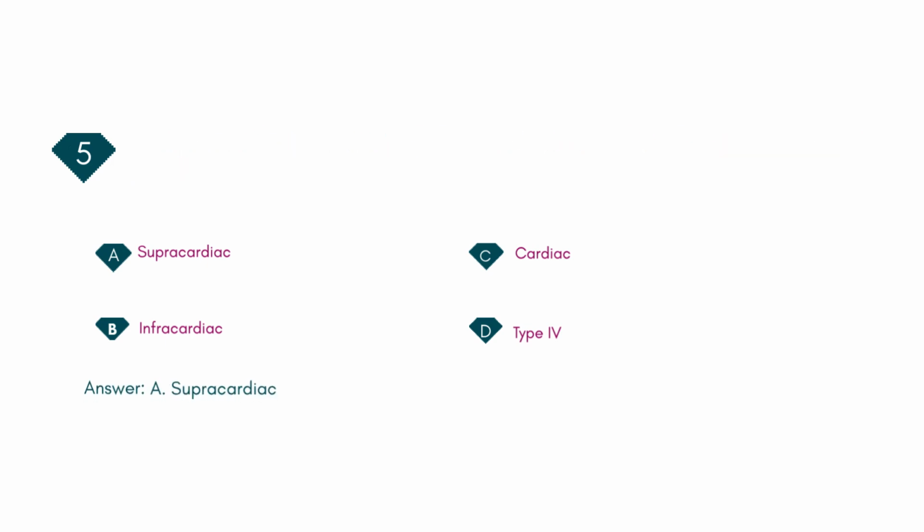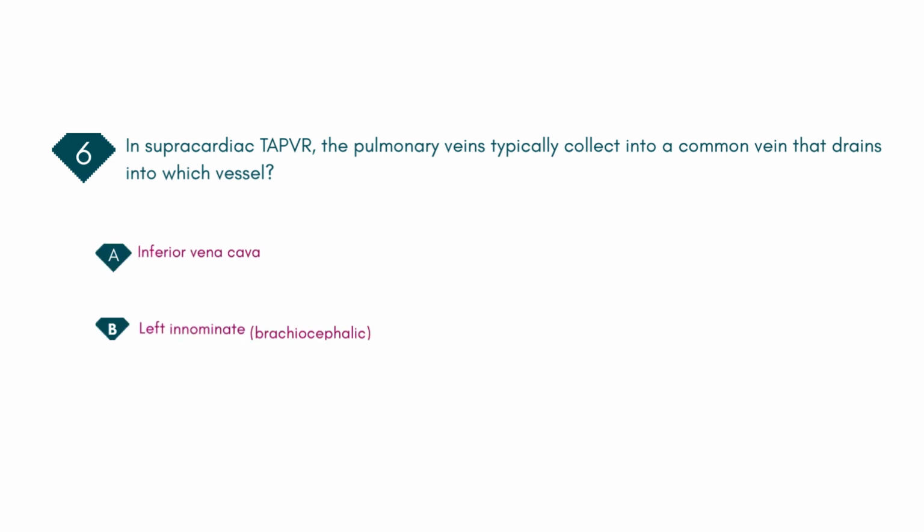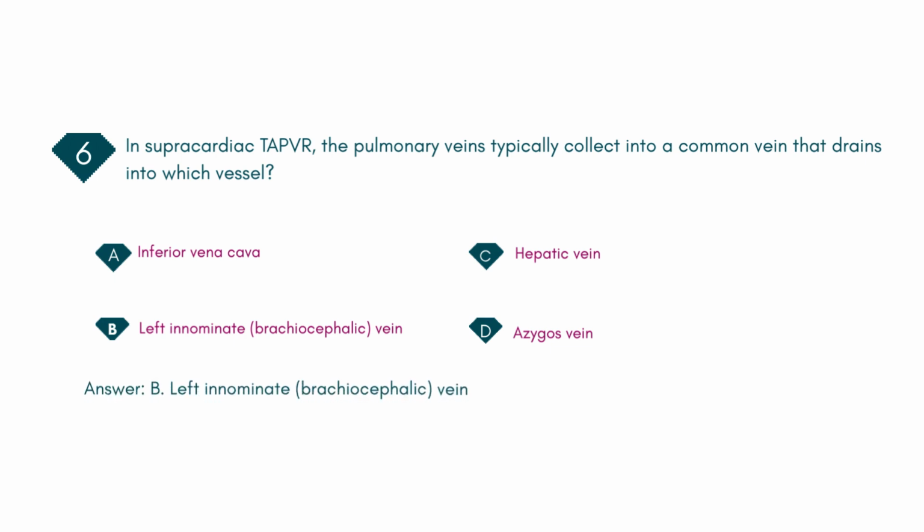Supracardiac. In supracardiac TAPVR, the pulmonary veins typically collect into a common vein that drains into which vessel? A. Inferior vena cava. B. Left innominate, brachiocephalic, vein. C. Hepatic vein. D. Azygous vein. Answer, B. Left innominate, brachiocephalic, vein.